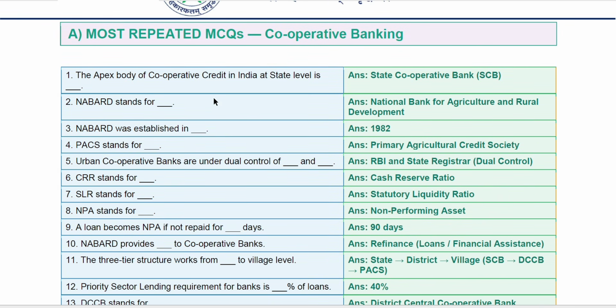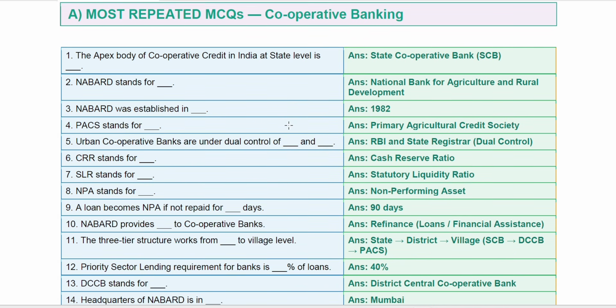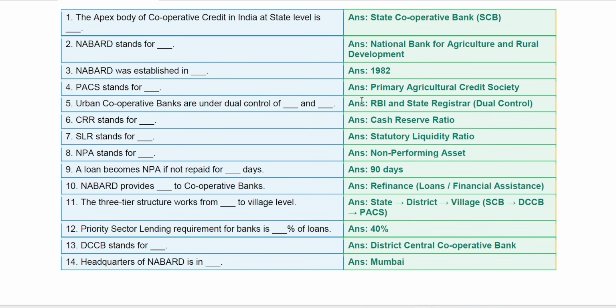The apex body of cooperative credit in India at state level is the State Cooperative Bank, SCB. NABARD stands for National Bank for Agriculture and Rural Development. NABARD was established in 1982. PACS stands for Primary Agricultural Credit Society. Urban cooperative banks are under dual control of RBI and the state registrar.